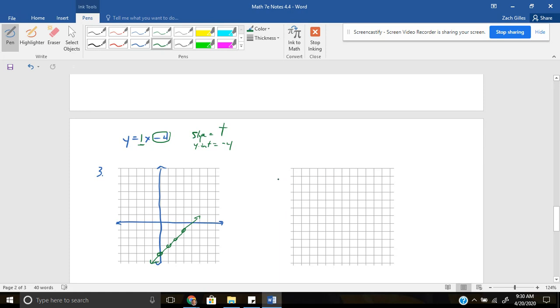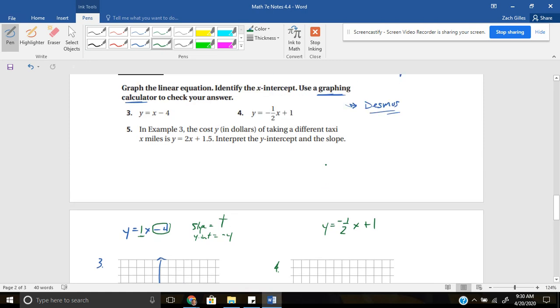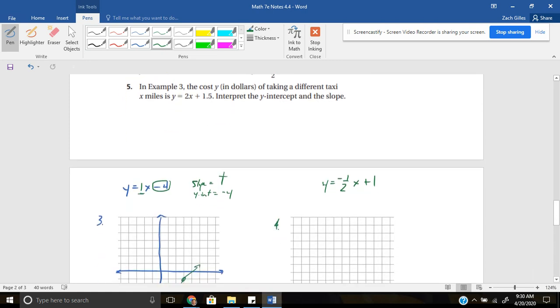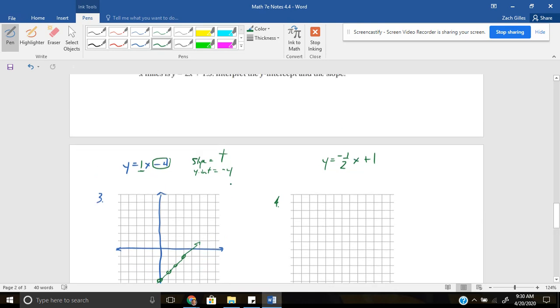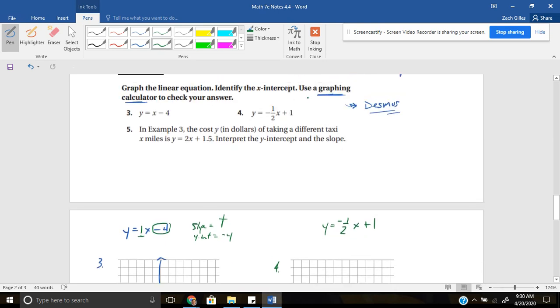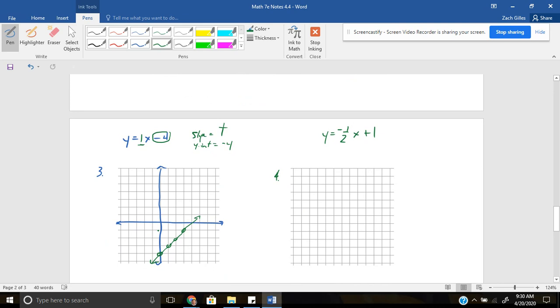Number 4, then, I had y equals negative 1/2 x plus 1. Let's just make sure I wrote that down right. Yep. And, oh shoot, I already forgot, I didn't put down the x-intercept. So this line crossed the x-axis at 1, 2, 3, 4. So the x-intercept was 4.